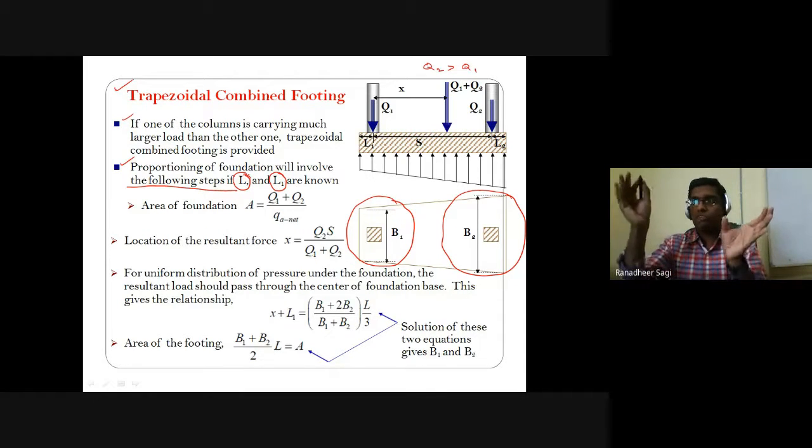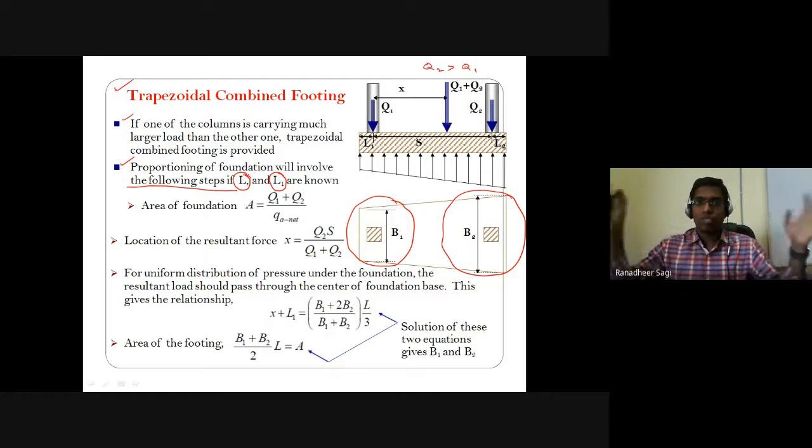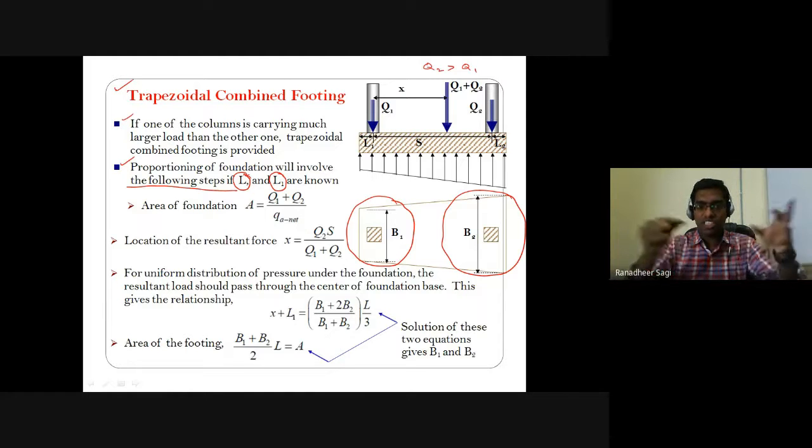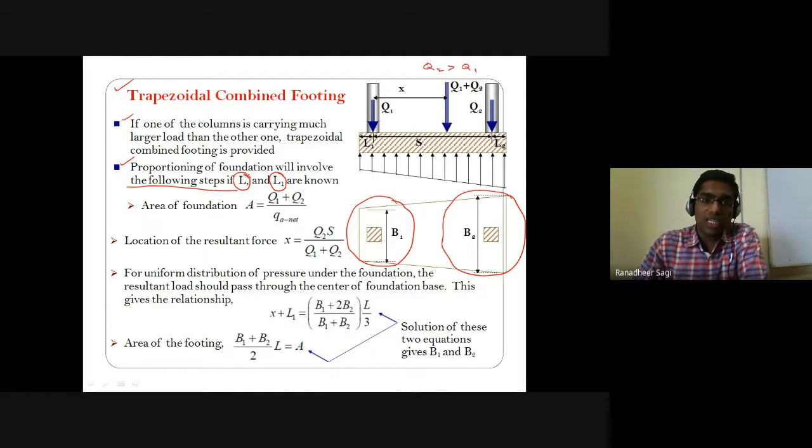So roughly you have to fix what shall be the length of that particular trapezoidal footing, knowing where the position of column 1 and column 2 is, and accordingly the freeboard spaces that you are required to provide on either side of the columns in the construction of the combined footing. Based on that, you have to fix the length of that trapezoidal footing. Okay, so the length of that trapezoidal footing is known to you.